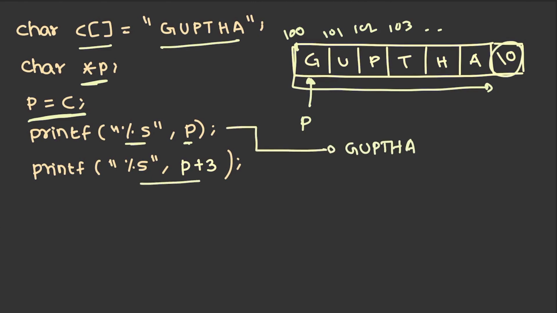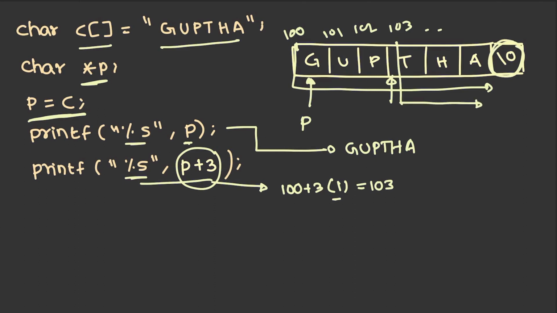Now let's observe this statement. Here I am trying to modify the value of the pointer. We know that scaled operations are performed in pointers. So this is transformed as 100 plus 3 into 1, as it is a character, which points to the location 103. It points to this location and it is trying to print the string. Now from this location till the place where it encounters this null character, it prints it. The output of this will be THA.